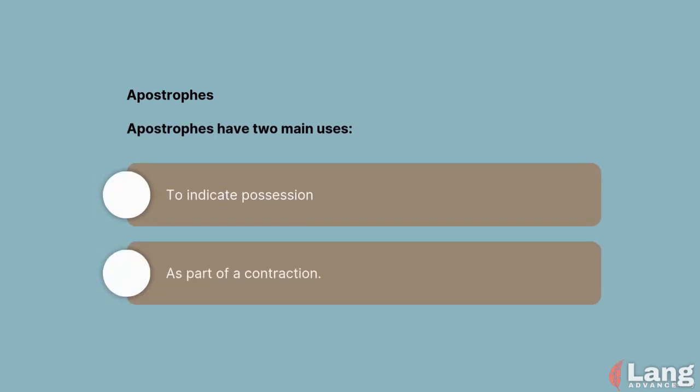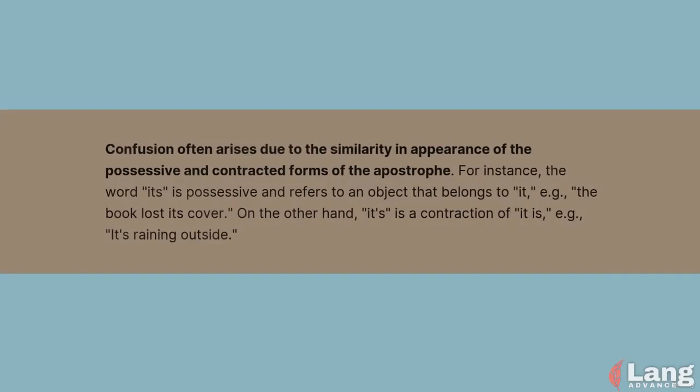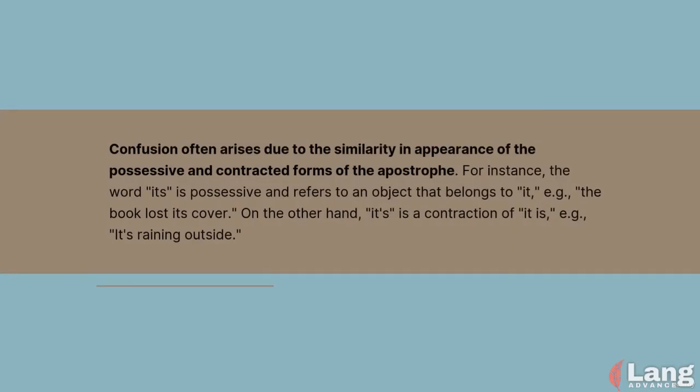Apostrophes. Apostrophes have two main uses: to indicate possession and to form a contraction. Confusion often arises due to the similarity in appearance of the possessive and contracted forms. For instance, the word its is possessive and refers to an object that belongs to it. For instance, the book lost its cover.